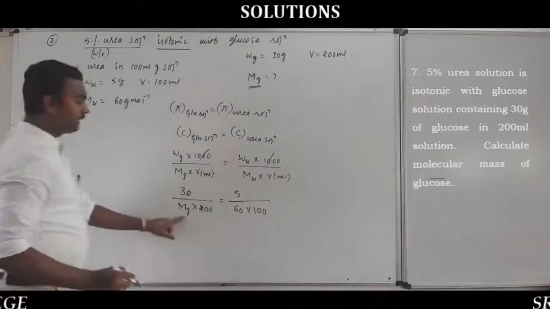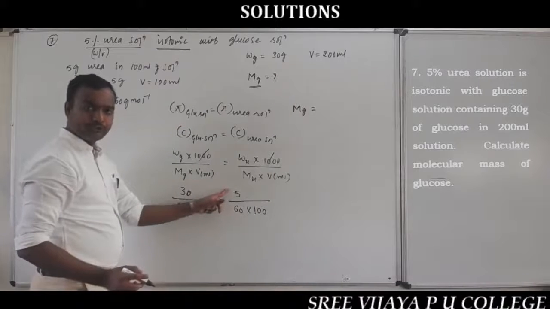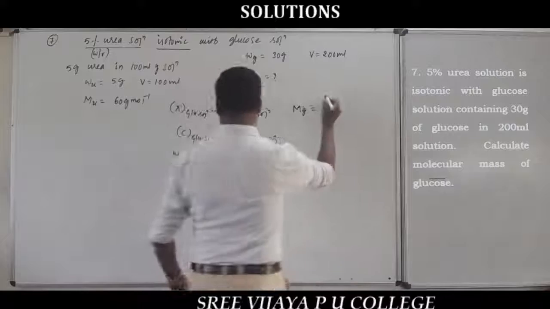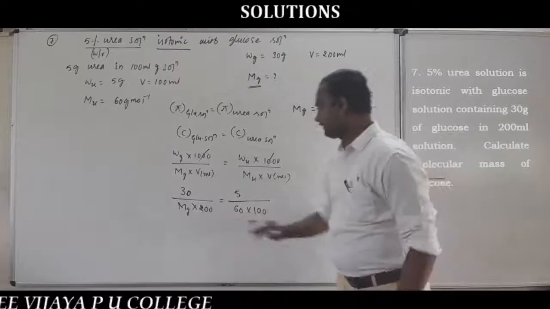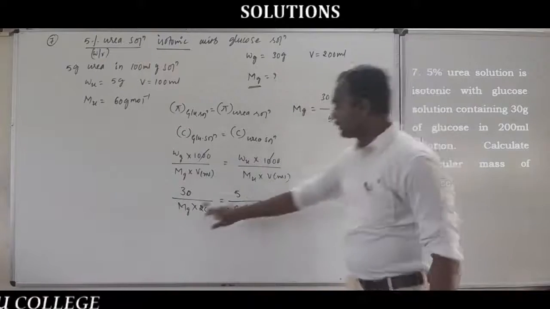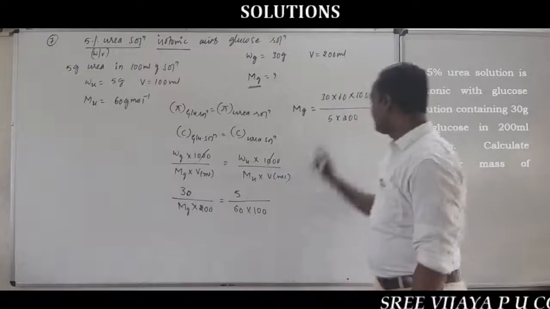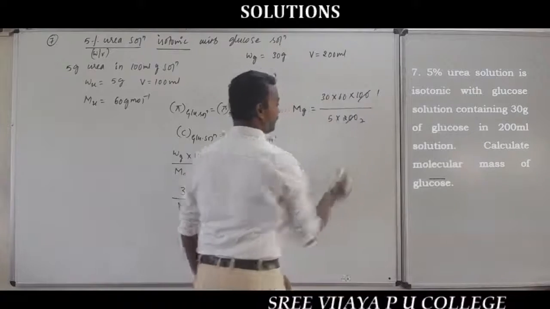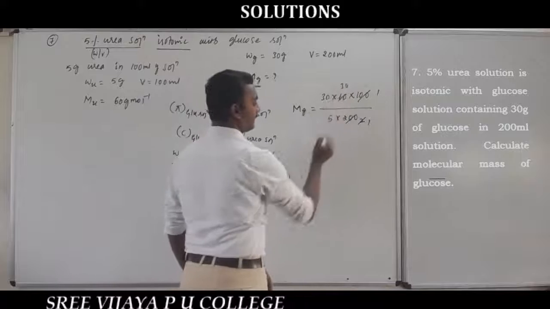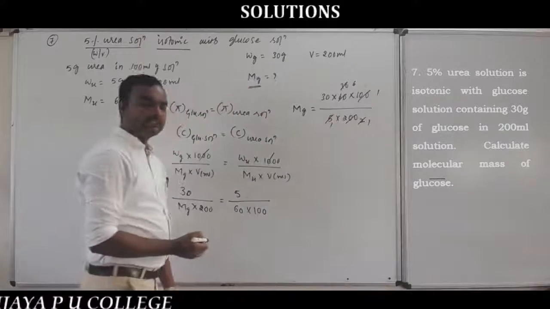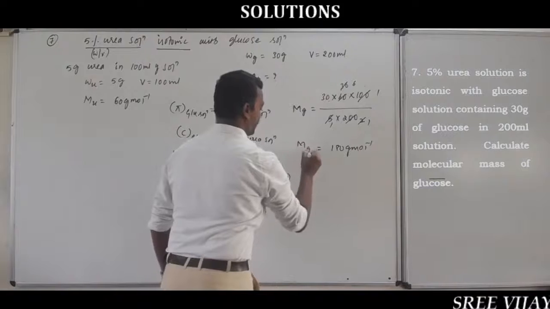So do the calculation; we need to calculate the molar mass of glucose, M_G. Take this to the numerator and send 5 to this side, then cross multiply. So we get 30 into 60 into 100, divided by 5 into 200. Dividing, 100 ones, 100 twos; 2 threes are 6, then 5 ones 5, 6, so that is 30 into 6, that is 180 gram per mole, that is the molar mass of glucose.